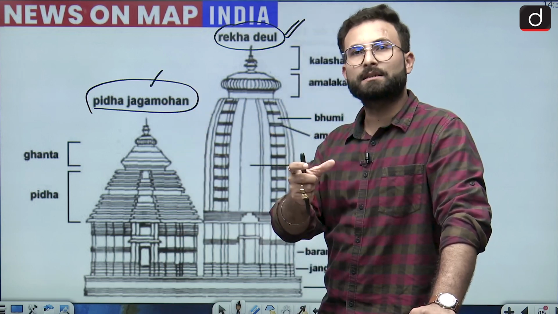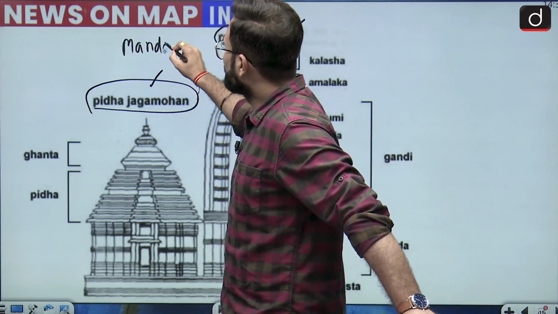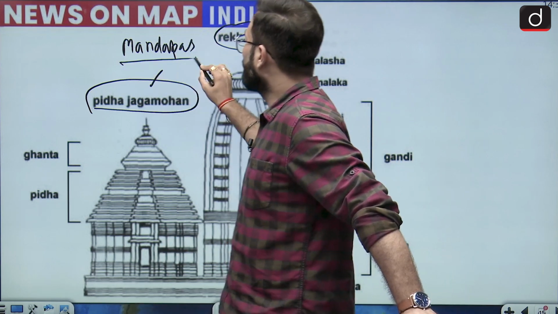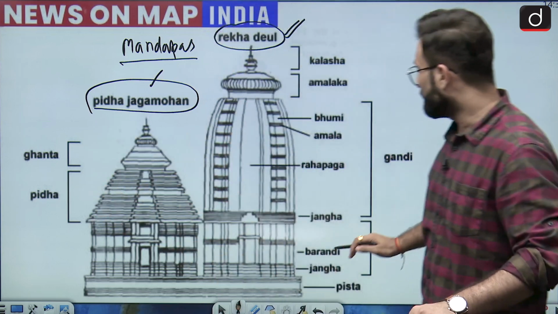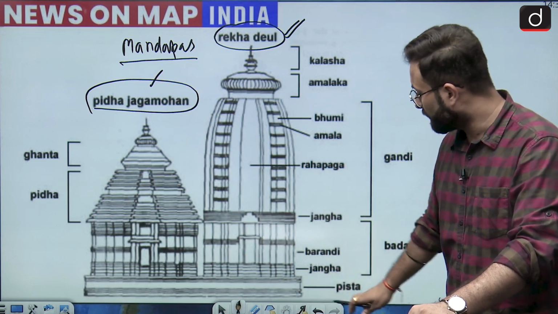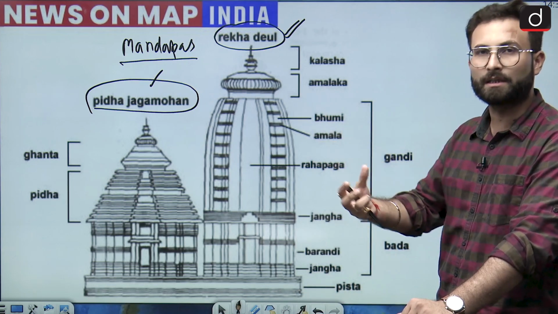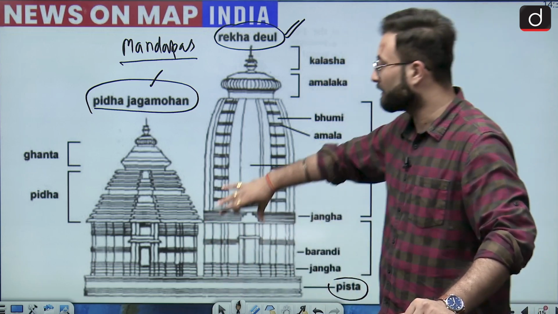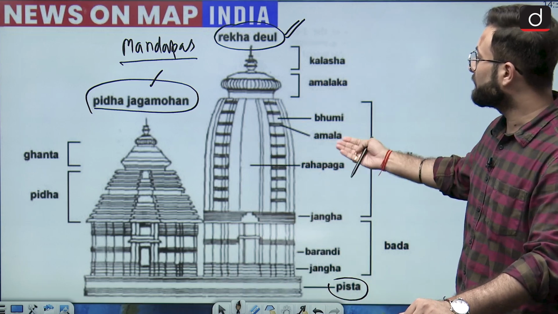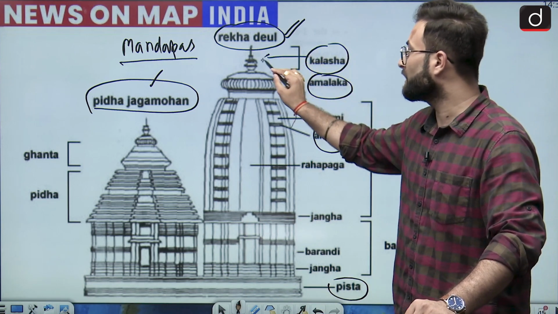In the Nagar style, they are similar to Mandap. Other than that, we have this Ghanta, we have Pidha, and then when we are talking about the platform, earlier in the Nagar style we have Jagati, and here we have Pista. This is the platform on which this temple is raised. Other than that there is Amala, Amalak, Kalash. These are the parts which were there in the Nagar style as well.